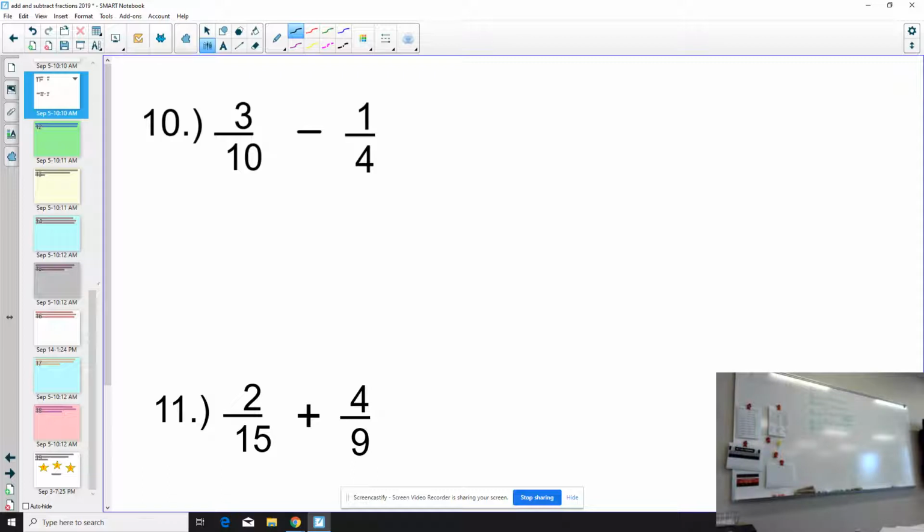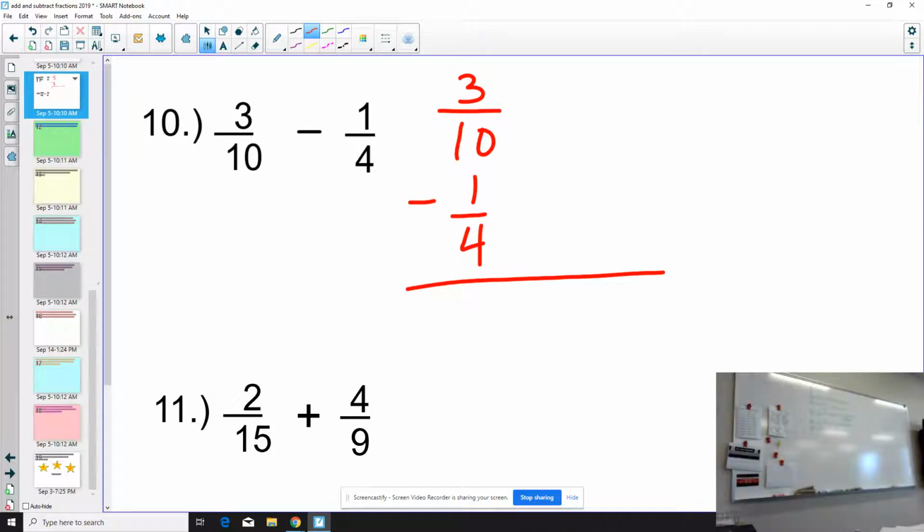So we have 3/10 minus 1/4. Remember from yesterday, when we add and subtract fractions, we have to get common denominators, right? So when you write this on your paper, you want to put 3/10 first minus 1/4. You're going to write your problem going up and down. Our denominators are 10 and 4. So I'm trying to find a number that 10 and 4 both go into. I could take 10 times 4 and use 40, but there is a smaller denominator.